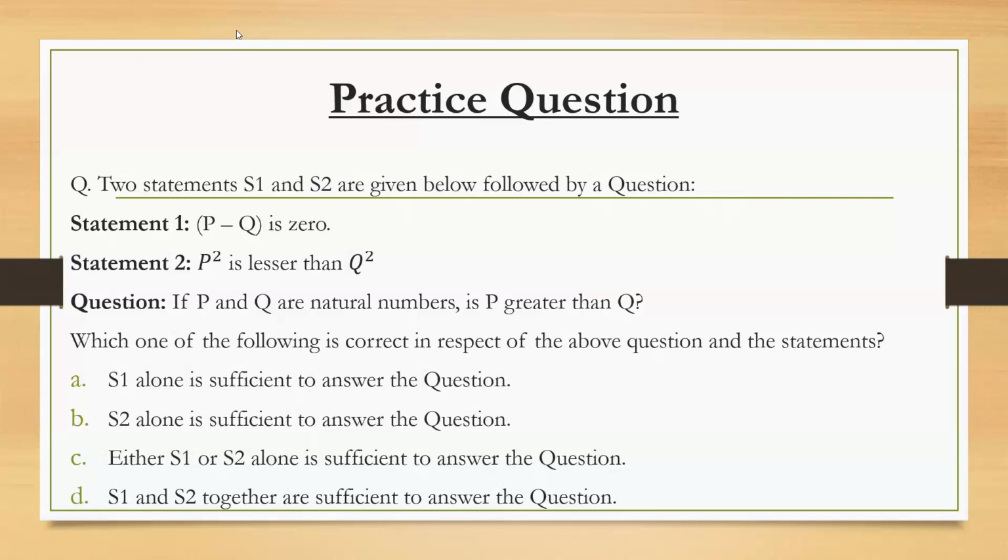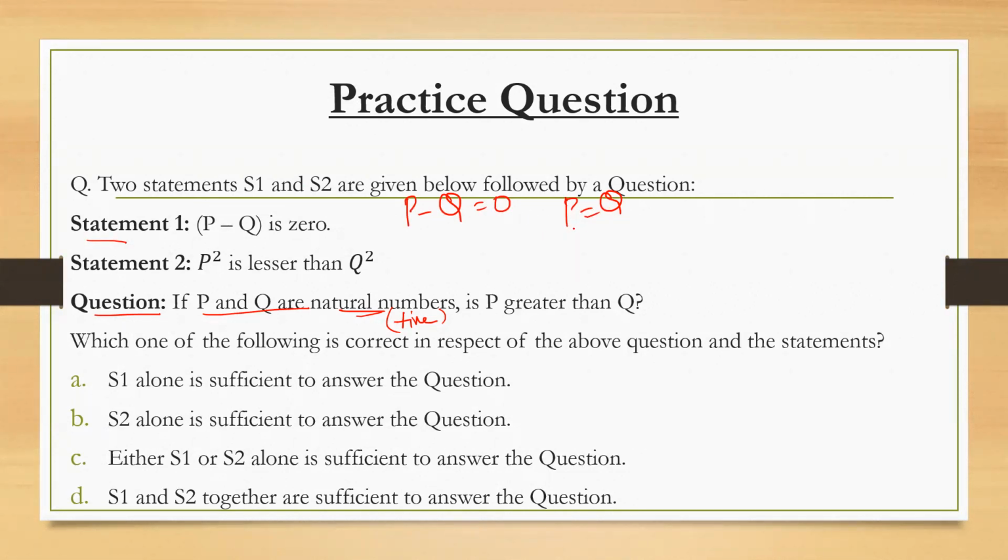See here, what is the question asking? P and Q are natural numbers. Natural numbers by default, we mean it is positive. All positive numbers. Now the question asked is, is P greater than Q? Now see what statement 1 is saying. Statement 1 is saying P minus Q is equal to 0. That simply implies P is equal to Q.